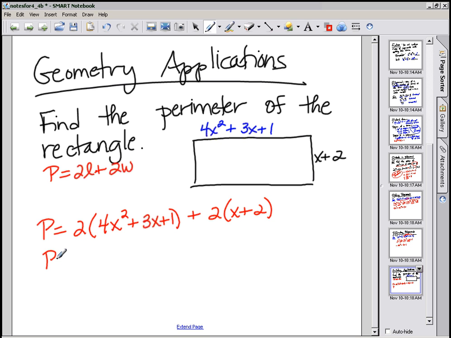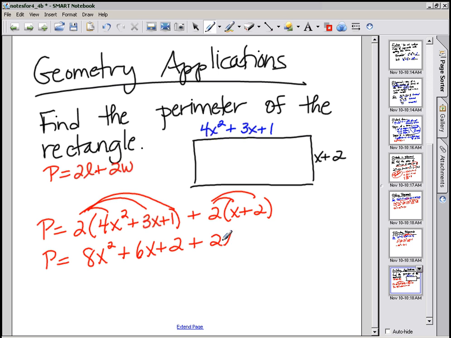So now just distributing the 2 before I add like terms, I'd get 2 times 4x squared is 8x squared, plus 6x plus 2. Then 2 times the x plus 2 gives us 2x plus 4. So now we can add like terms. Nothing is like the x squared, so we just put that down. 6x plus 2x is 8x, and then the 2 plus the 4 is 6. And that's how we would answer that problem.